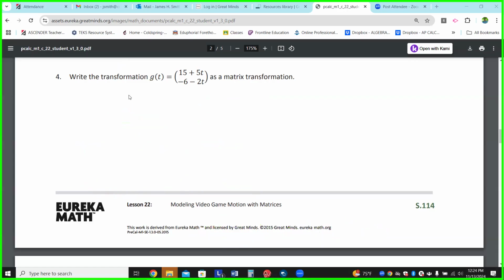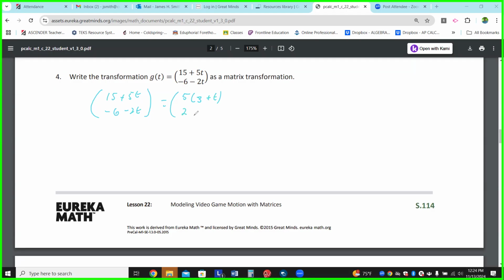So when I do that, I have my 15 plus 5t, and I have my -6 minus 2t. I'm going backwards from where my answer was. So what does 15 and 5 have in common? 5. So when I rewrite this, I can say this is 5, and then in parentheses, this is going to be a what? How would I figure out what's left? Good. 3 plus t. Very good.